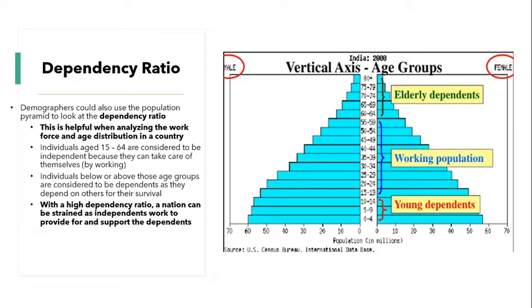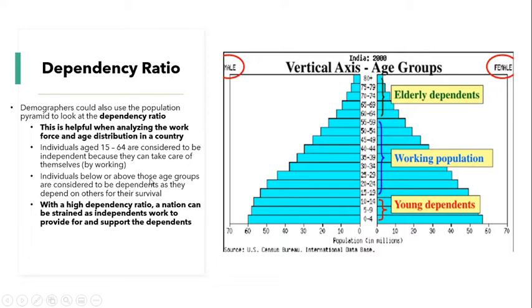So we're going to start off by looping back to the population pyramids that we were covering in the last video. So demographers could also use the population pyramid to look at dependency ratio. This is helpful when analyzing the workforce and age distribution in a country. Individuals aged 15 to 64 are considered to be independent because they can take care of themselves by working. So that would be this population right here, the working population. So many of you guys already do fall into this working population.